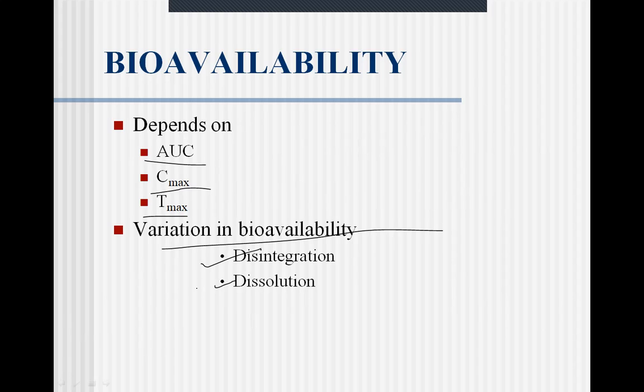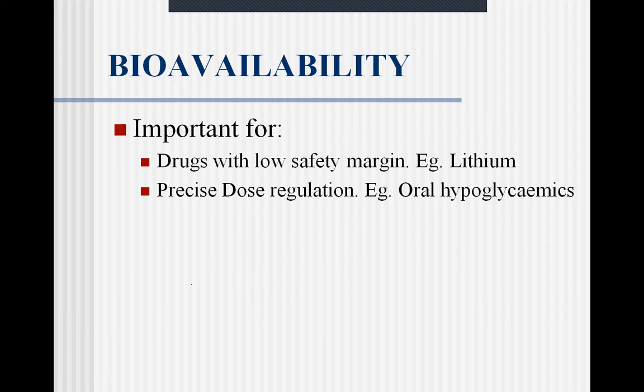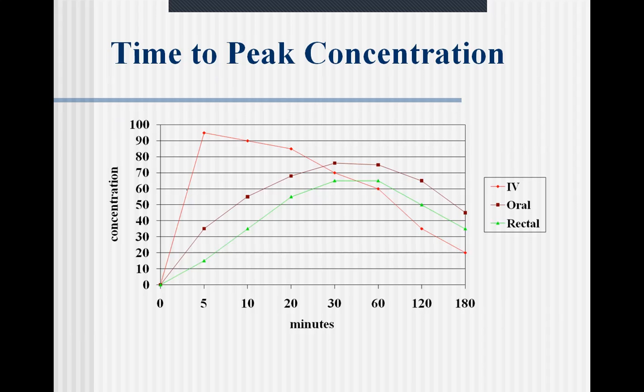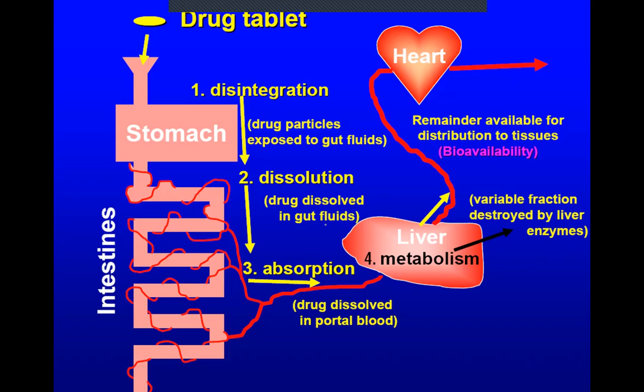Disintegration is the breaking down of larger molecules into smaller molecules, and that plays a role. Now, this bioavailability is important for drugs which have a low safety margin such as lithium, and where you require precise dose regulation such as oral hypoglycemic drugs. This is a graph which represents giving a drug by the IV route, the oral route, and the rectal route. You will find the area under the curve is maximal in the IV route, and hence bioavailability is maximum as compared to the oral route and lesser with the rectal route.